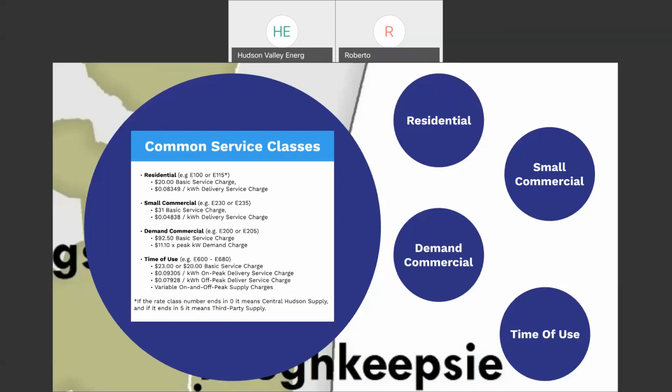The basic service charge for all time of use rates is the same, currently $23, except for the time of use whole house electric vehicle charging rate plan, which has a rate of $20 per month. To encourage off-peak electricity usage, time of use customers are billed a higher on-peak delivery service charge of 9.3 cents per kilowatt hour from 2 to 7 p.m. on weekdays, and a lower off-peak delivery service charge of 7.9 cents per kilowatt hour at all other times and on holidays. We can find examples of this in this bill.